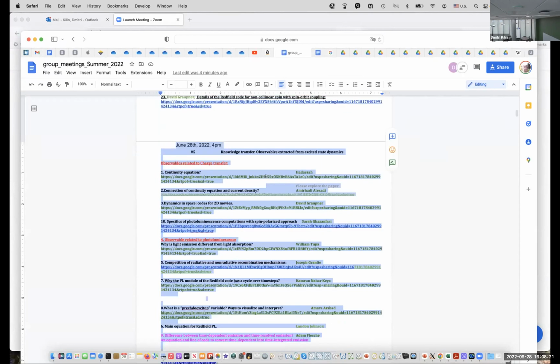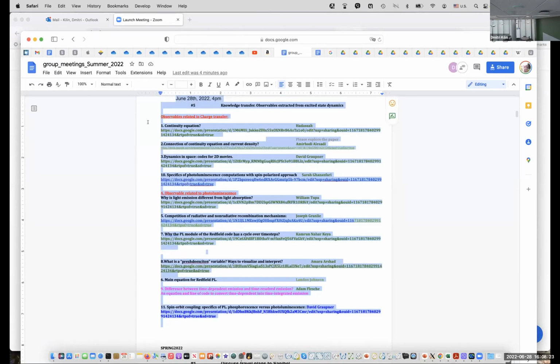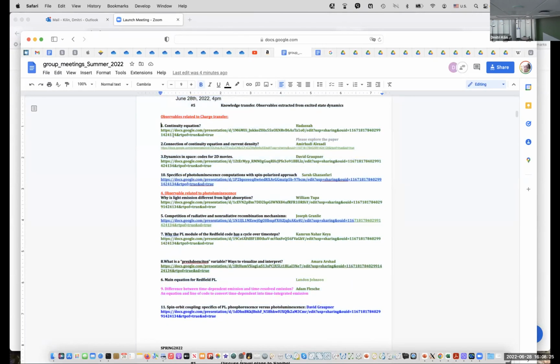So here is the schedule. We will start with 3 talks related to the charge transfer. We partially covered it last time, but now we will have a second look with a little bit more rigor and precision, and just get prepared. David will surprise positively everyone. He will show a new code that was not used before.